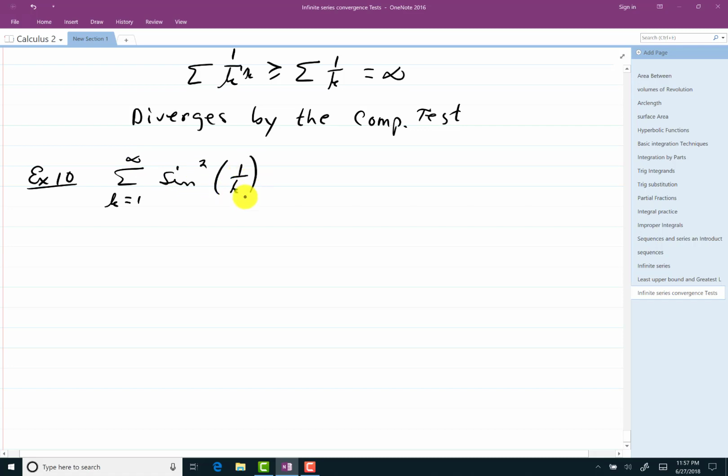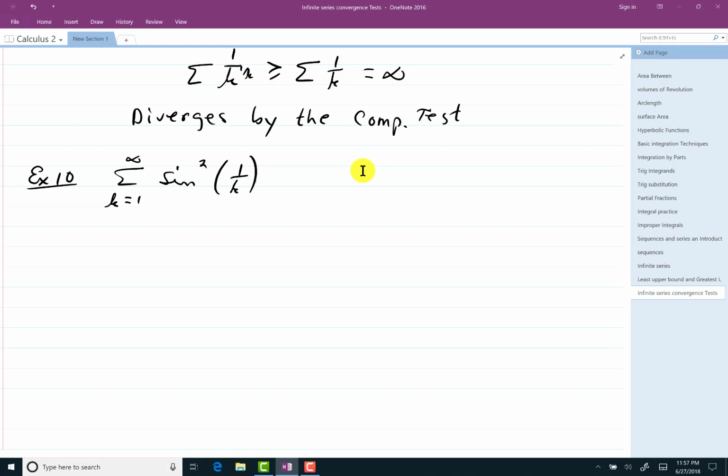Now this one is sort of interesting. What are you going to compare this with? Well, that 1 over k that's inside of there, this series does, I mean, the terms go to 0 because as k goes to infinity, 1 over k goes to 0. Sine of 0 is 0, so that part, at least it's not going to diverge that easily if it diverges or not. So what are we going to compare it with?